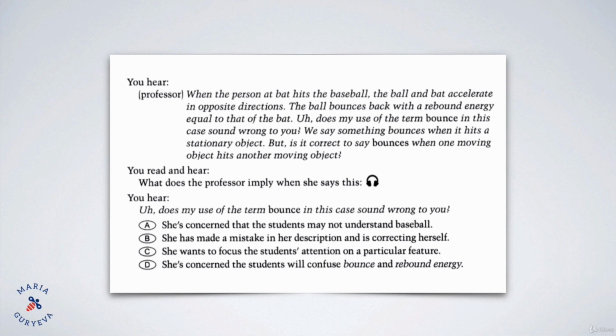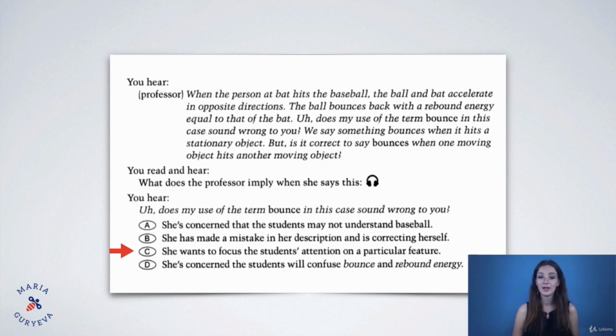The right answer is C. She wants to focus the students' attention on a particular feature. Some of these answer choices were just obviously wrong, right? Well, most of them. All of them. She's concerned that the students may not understand baseball. Of course, it's wrong. They're not really talking about the rules of the game, right? They were talking about physics.